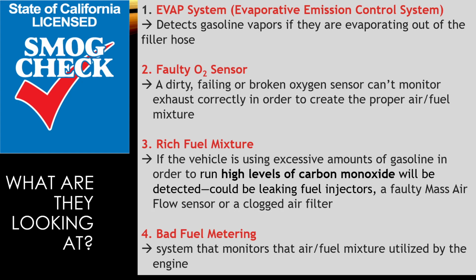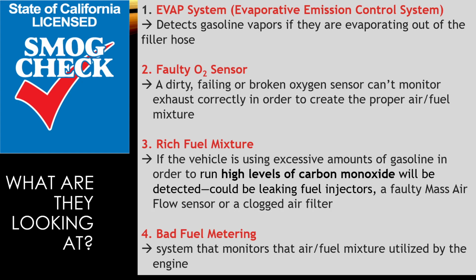You're also looking at faulty O2 sensors, because if you have a faulty O2 sensor, you're typically going to get an improper mix, and you're going to get less complete combustion. They also look for rich fuel mixtures, which is basically finding out if it's using a lot of gasoline, which leads to high levels of carbon monoxide. You'll find more carbon monoxide, which could come from many different things like a leaking fuel injector, a faulty mass airflow sensor, a MAF. You could also have a clogged air filter. So all of those can be looked at to try and help prevent smog coming from your own car. And then just bad fuel metering, which is basically looking at the air-fuel mixture utilized in your engine.